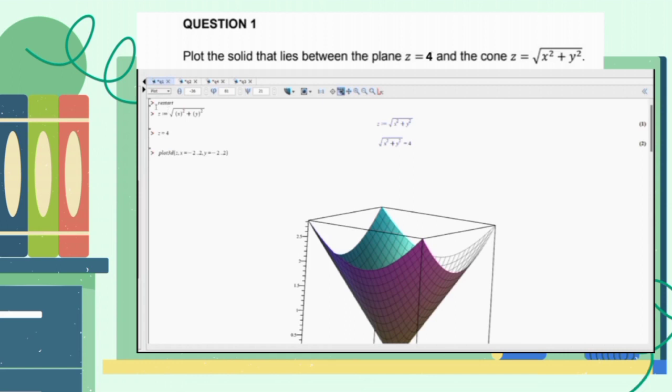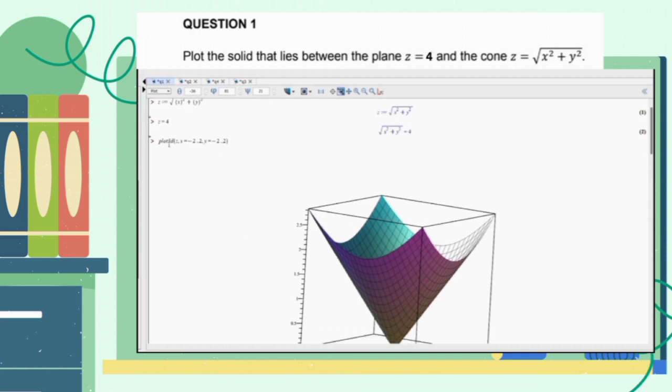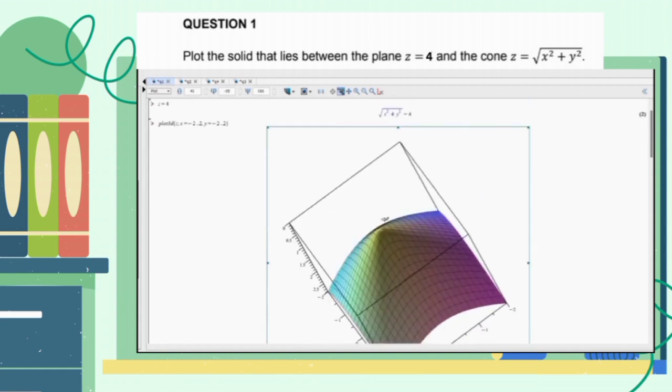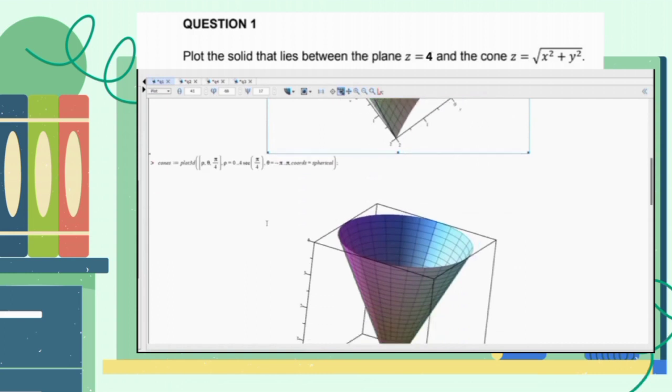To begin with, we will start the command and insert the equations z equal to the square root of x to the power of 2 plus y to the power of 2, and z equal to 4, and then plot3d in brackets z, with the range of x and y from negative 2 until 2, and then we get the solid. And then we need to find the cone.